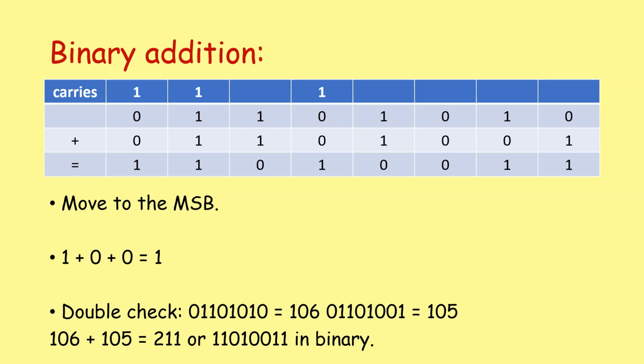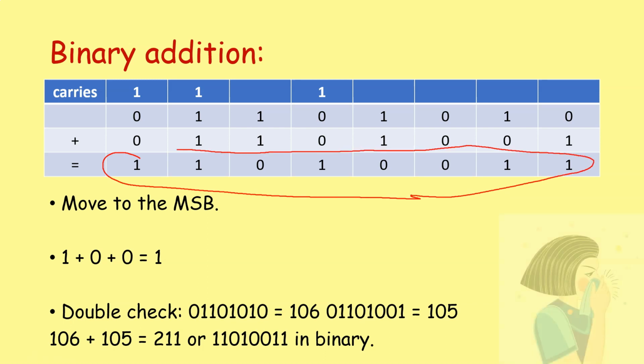And again, we can double check this. Once we've shown our carries, once we've shown we can do binary addition, we can say, right, 0, 1, 1, 0, 1, 0, 1, 0 converts to 106. 0, 1, 1, 0, 1, 0, 0, 1 converts to 105. 106 plus 105 equals 211. And 211 in binary should be 1, 1, 0, 1, 0, 0, 1, 1. And that is the exact answer that we have. So therefore, we can double check and know 100% that this is the right answer. So if you have time in the exam, you always want to double check this.